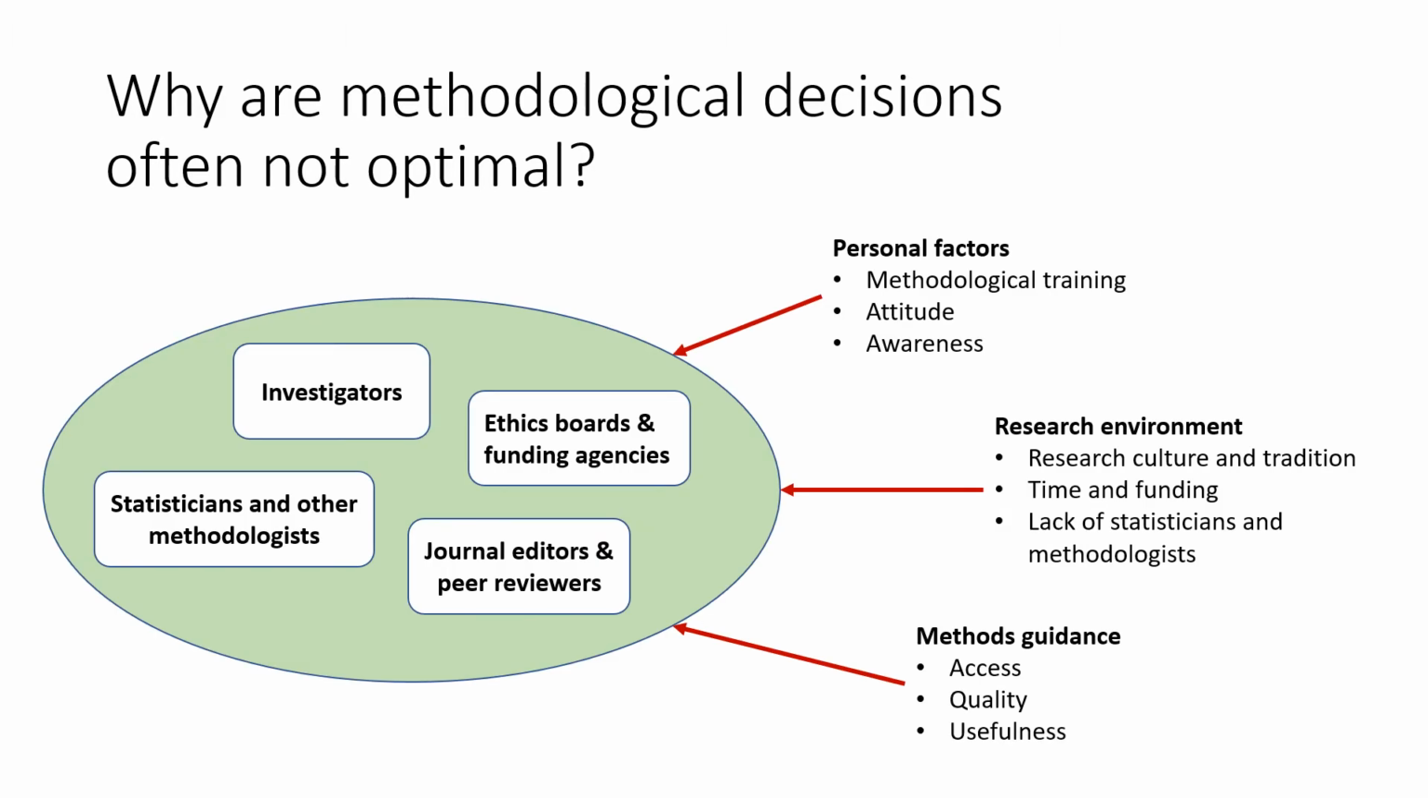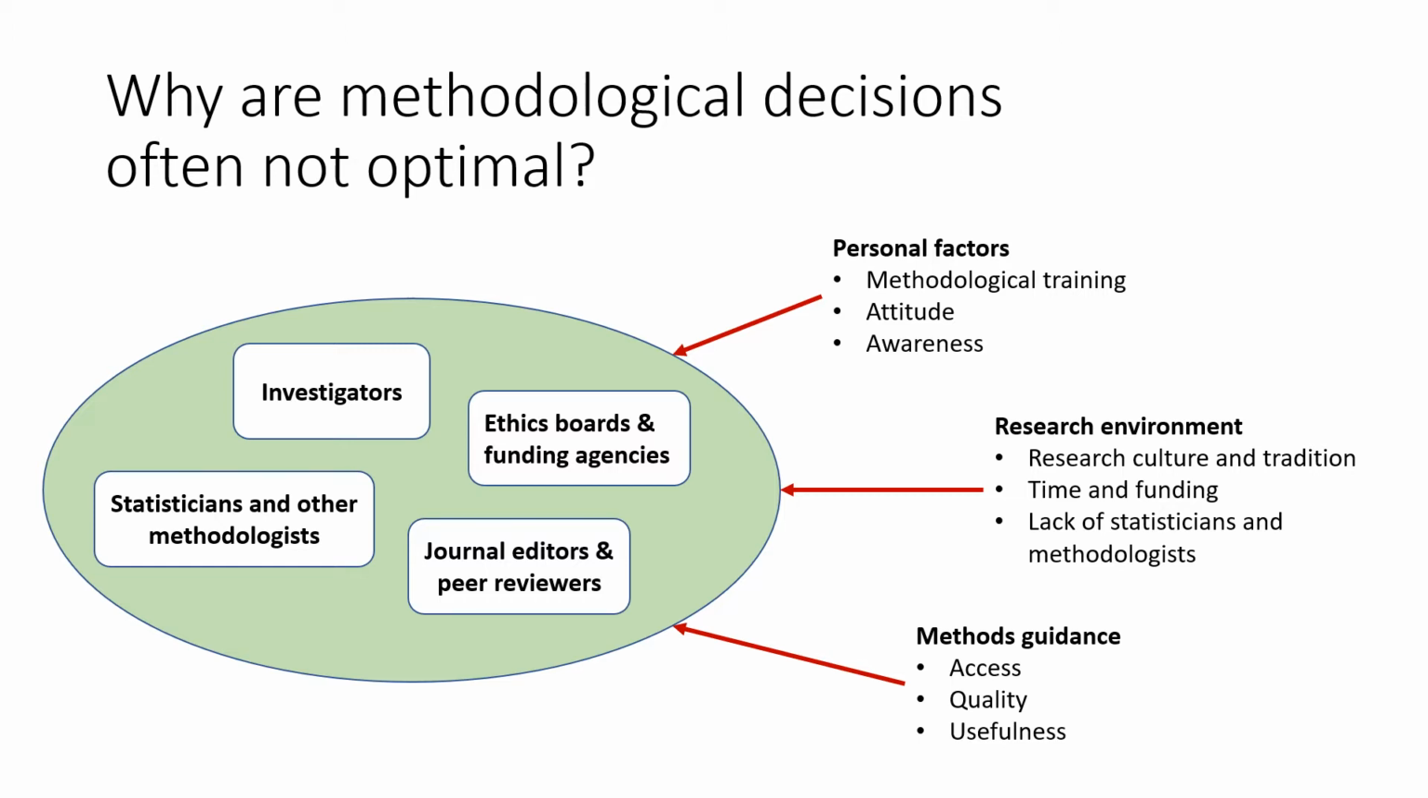This leads us to the question, why are methodological decisions often not optimal? And here is a potential model. In the green circle, there is the research team, including those who are involved in methodological decisions. It's the investigators, it's statisticians and other methodologists, for instance, qualitative methodologists. It's ethics boards and funding agencies, and also journal editors and peer reviewers.